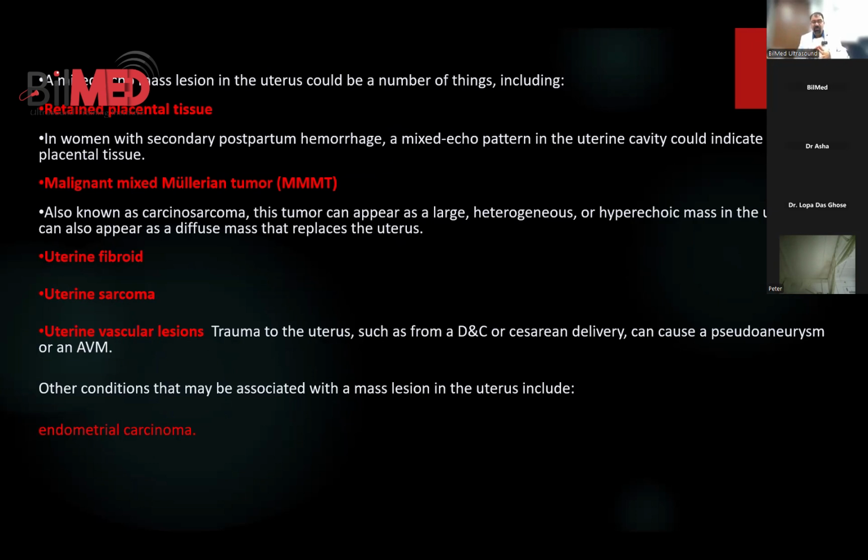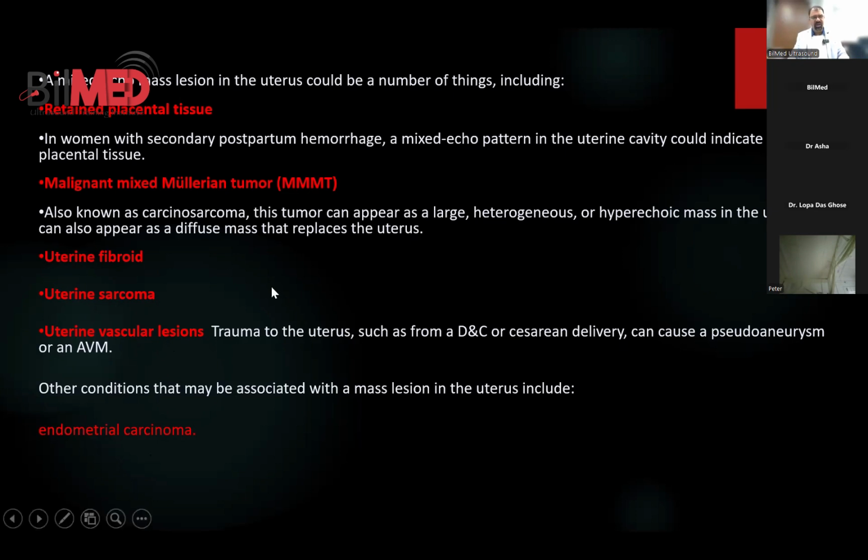Sometimes there can be a malignant mixed Mullerian tumor. Sometimes it can be the result of a uterine fibroid. Maybe there is a uterine sarcoma. And maybe there is a uterine vascular lesion, which can sometimes be due to cesarean section deliveries, or maybe a D&C the patient has undergone, with the result that I will have uterine vascular malformations and see a heterogeneous area with cystic structures. Another cause can be endometrial carcinoma as well.